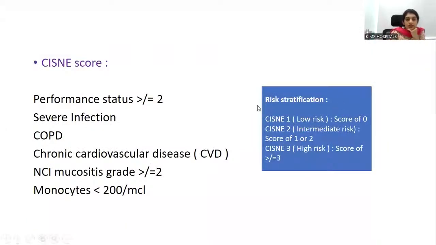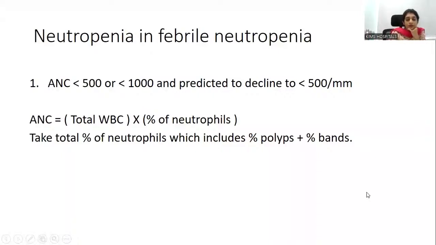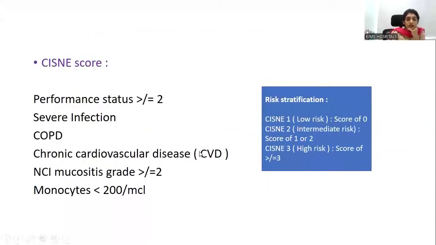There's another score called the CISNE score. In this we have performance status, severe infection, COPD, chronic cardiovascular disease, NCI mucositis grade greater than or equal to 2, and monocytes less than 200 per microlitre. So this classification becomes low risk, intermediate risk, and high risk. A score of 0 is low risk, a score of 1 to 2 is intermediate risk, and a score of 3 or more is high risk.